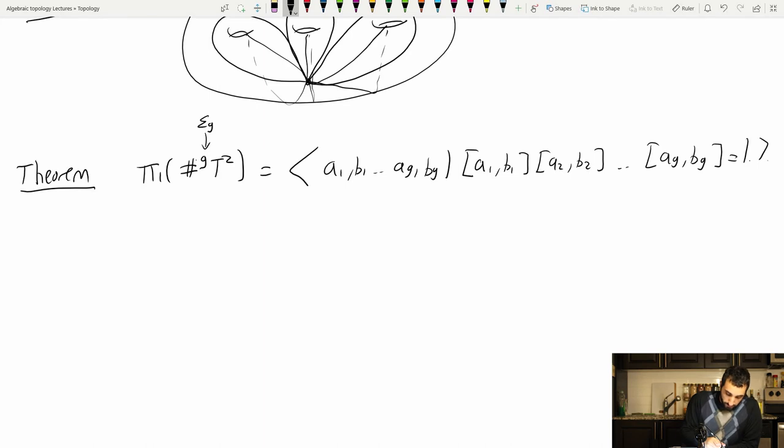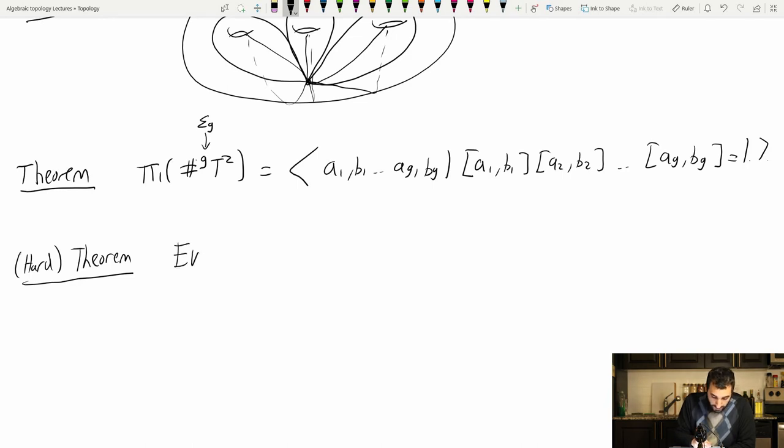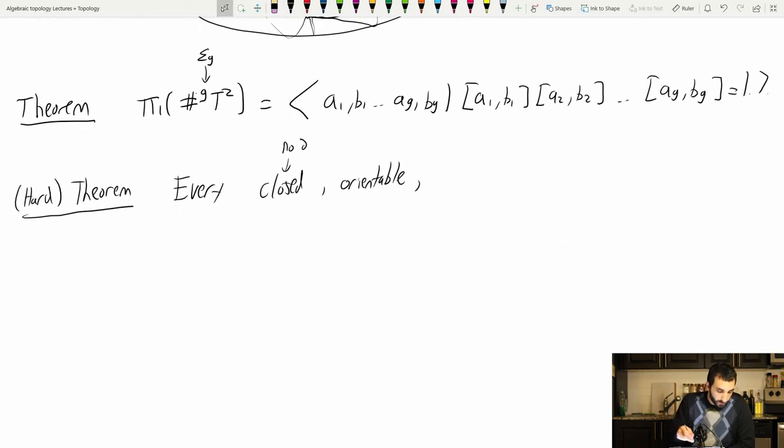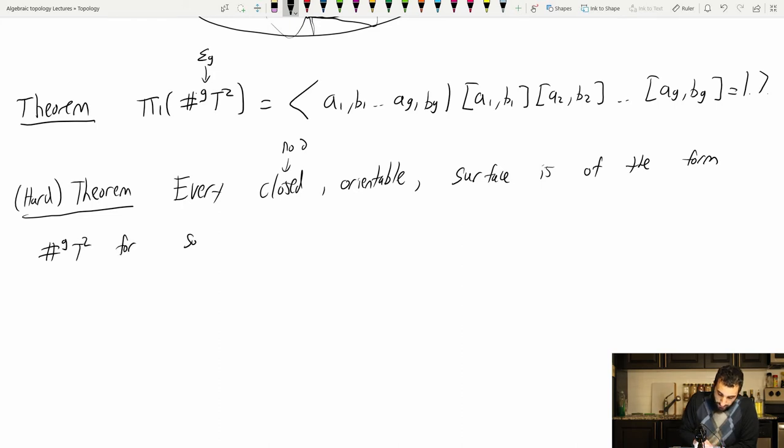So here's a hard theorem we won't prove. It would be an entire class in itself to prove it, but it's a standard result in math, and it underlies a lot of things that happen in modern mathematics. It says that every closed orientable surface. So closed, I mean no boundary. Orientable, I will define soon. So every closed orientable surface is of the form the connect sum of G T2s for some G. So they all have this very nice form.